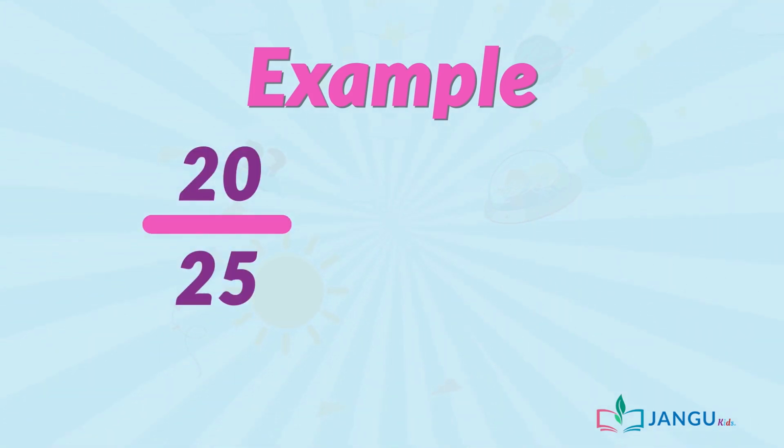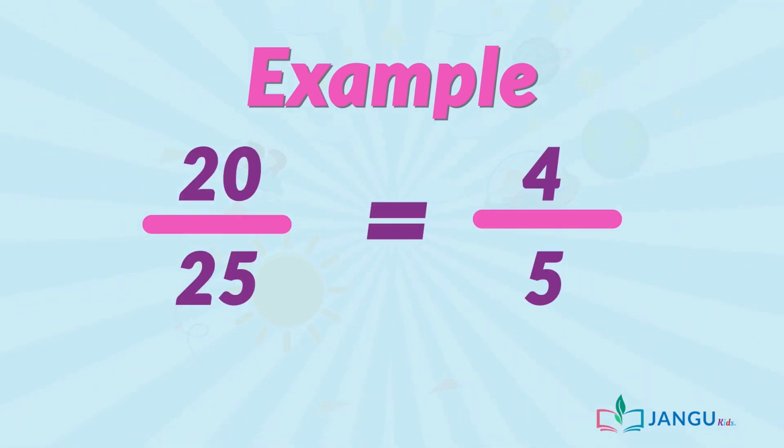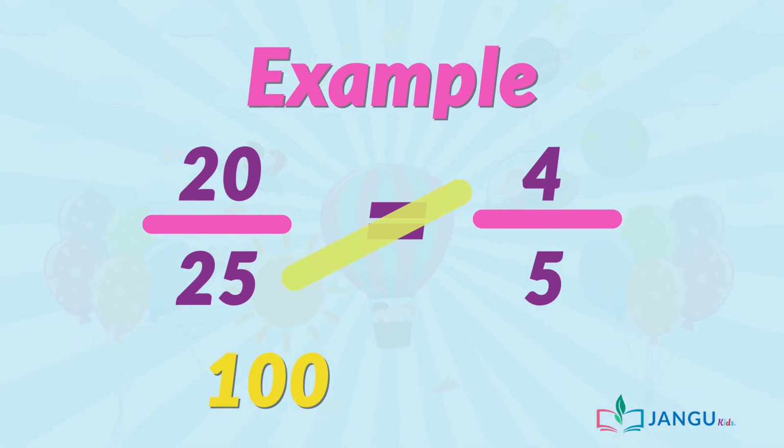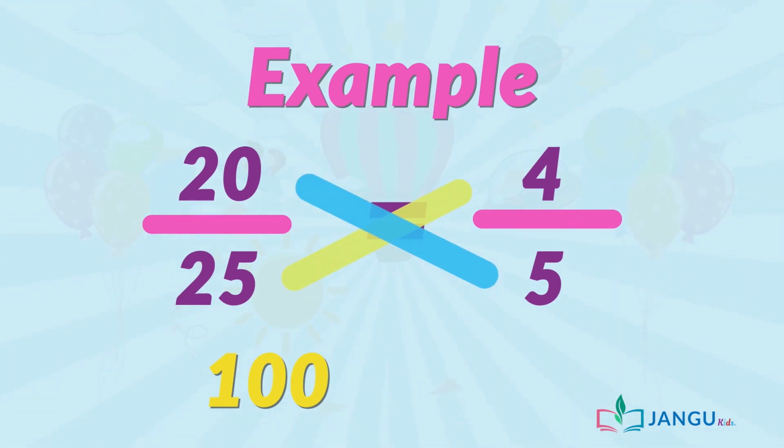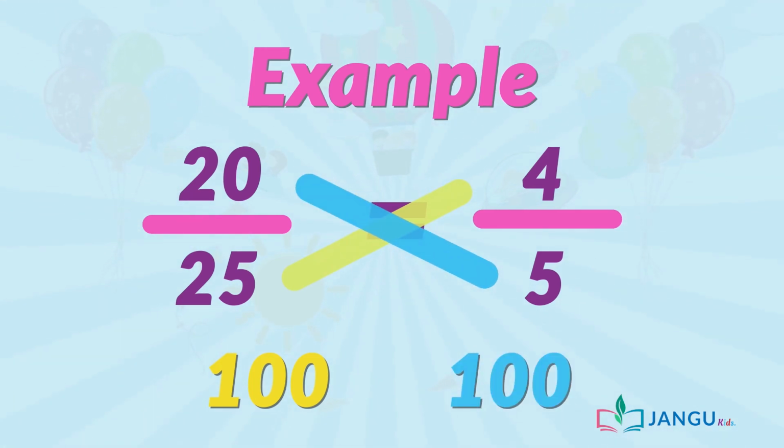Let's see what this means. 20 over 25 equals 4 over 5. 4 times 25 equals 100. 5 times 20 equals 100. Therefore, both ratios are equal.